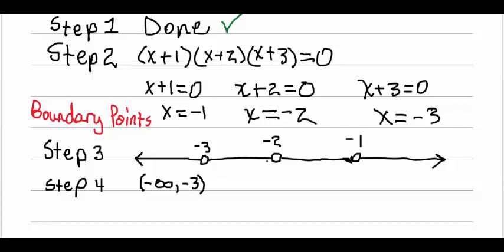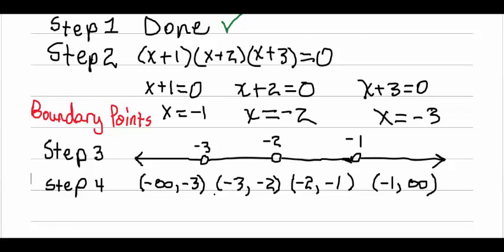Here are the non-boundary values of x that are between -3 and -2. Notice I'm writing the intervals that represent all of the real numbers that are not boundary points. So this next interval is all the non-boundary points between -2 and -1. And the fourth interval is all of the numbers that are bigger than -1.